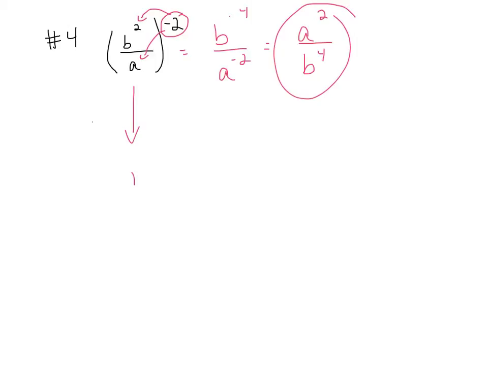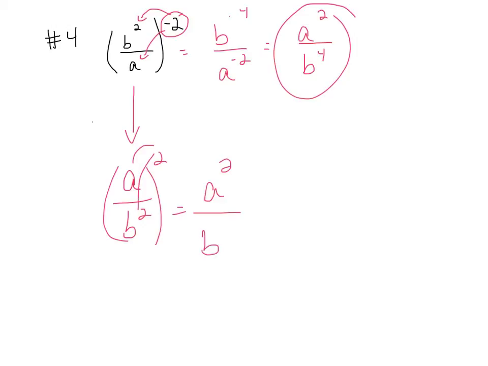When a fraction's not happy, you just flip the fraction, and now the fraction's happy. And now distribute to both of these guys. So it'd be a squared over b to the fourth. Either one of those methods work. I don't care which one you do.